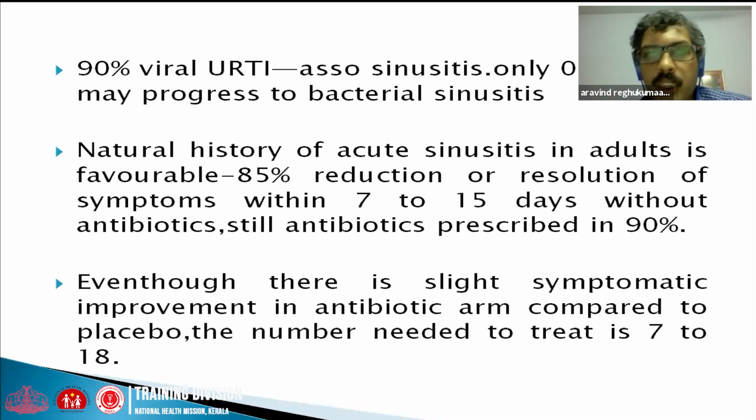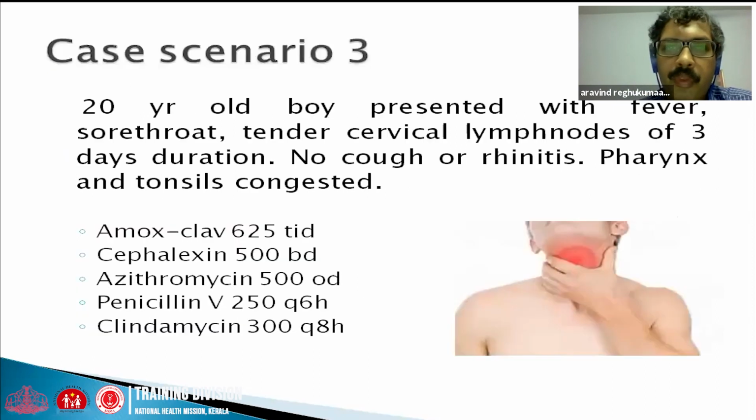And also the natural history of acute sinusitis in adults is favorable. There is an 85% reduction or resolution of symptoms within 7 to 15 days without antibiotics. Still, antibiotics are prescribed in 90%. So even though there is a slight symptomatic improvement in the antibiotic arm compared to the placebo arm, the number needed to treat to observe this difference is around 7 to 18 patients.